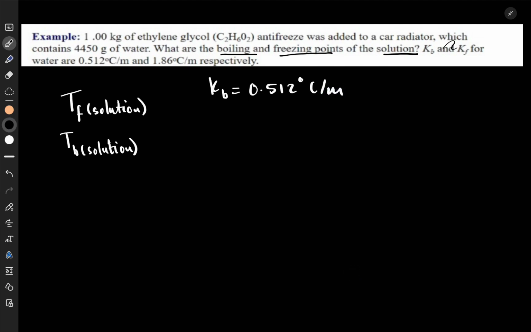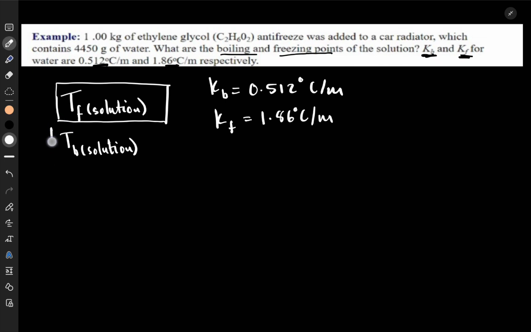Remember, if they say respectively, that means the same order they've given you the names is the order to take. So here we have KB, then KF. So that means this is KB, then this is KF, right? So we can have our KF like this. So we can say this is equal to 1.86 degrees Celsius per meter.